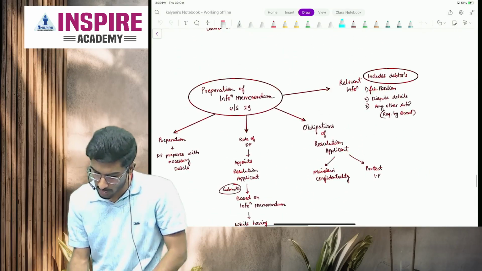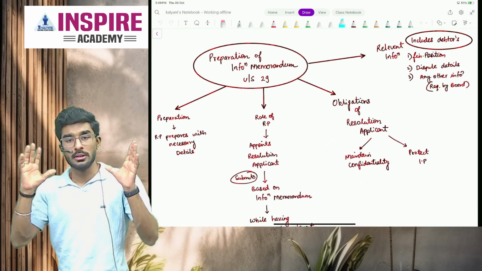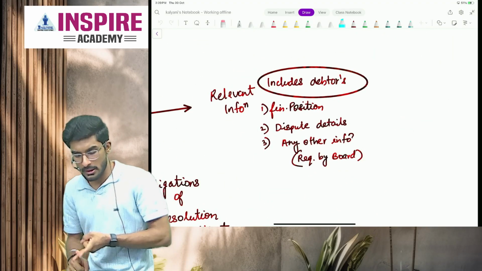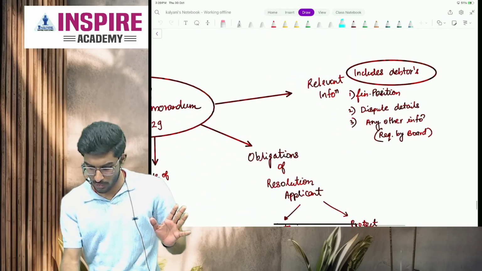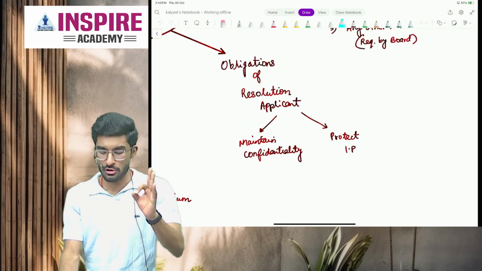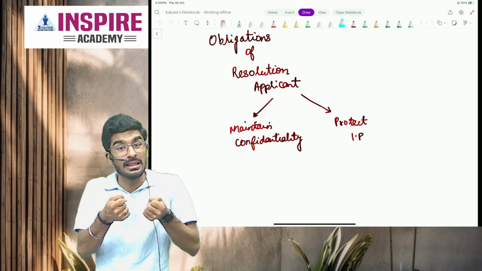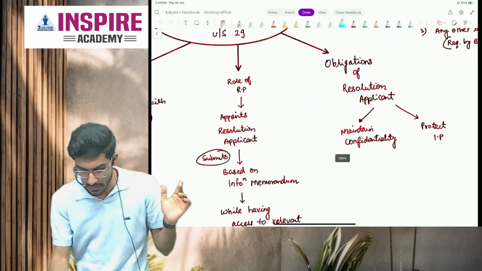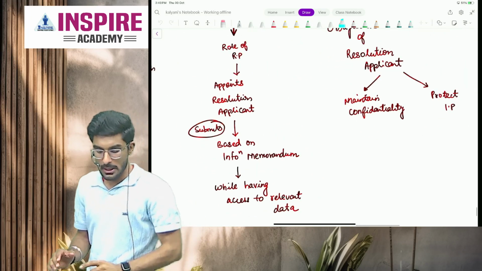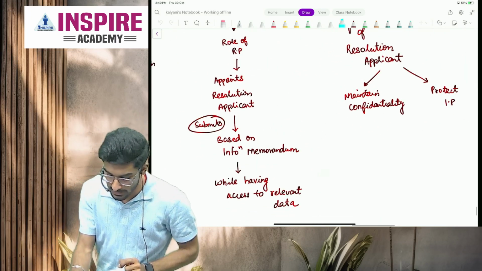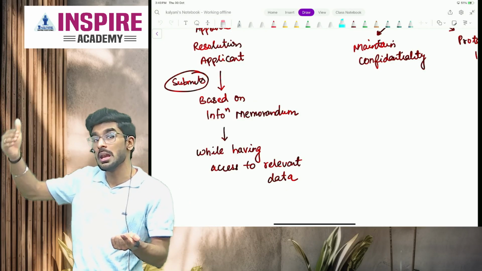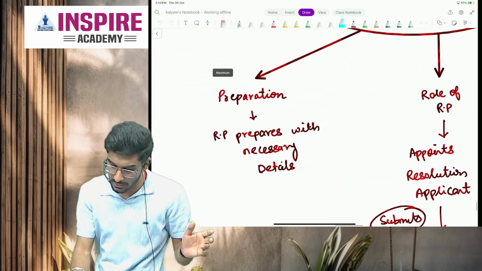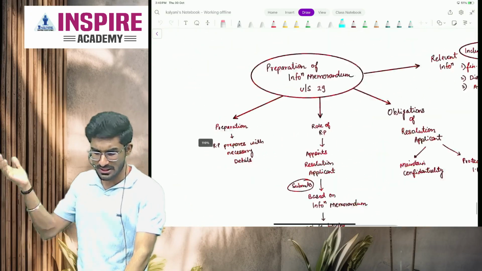Perfect. Now information memorandum. So what all things will be included in the information memorandum? We know, people, financial position, dispute details, or any other relevant information. Now obligation of the resolution applicant. He has to maintain the confidentiality plus he has to protect the intellectual property. Yes or no, people? Role of RP is to appoint resolution applicants and submit based on the information memorandum given by the RP while having access to all the relevant data. And last is prepares with necessary details.